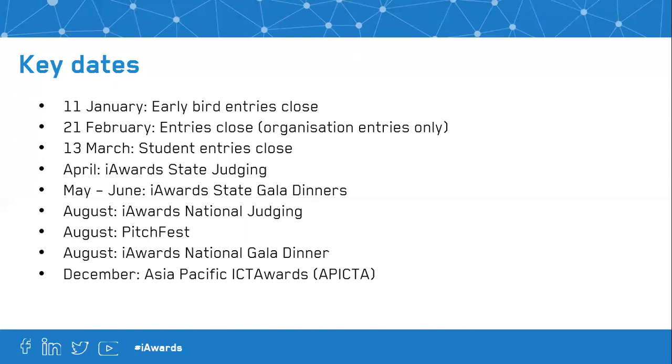So our next slide just gives you a snapshot of the key dates. And when we talk about the iAwards journey, you can really see it is a journey. It's a 12-month journey essentially. So we start with our entries are open currently at the moment. And on the 11th of January 2019, we will close our early bird entries. If you do enter with the early bird rate and you submit your entry, you can actually continue to amend your entry up until the final close, which is the 21st of February. Now, this date is for organisations. Students, your entry date of closure is the 13th of March.